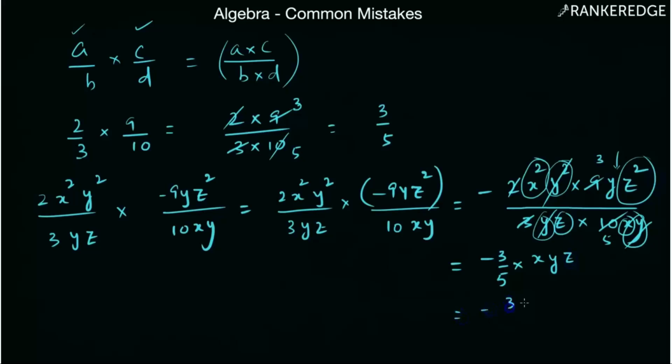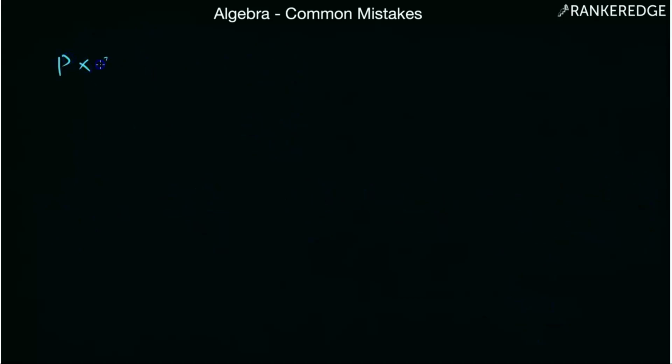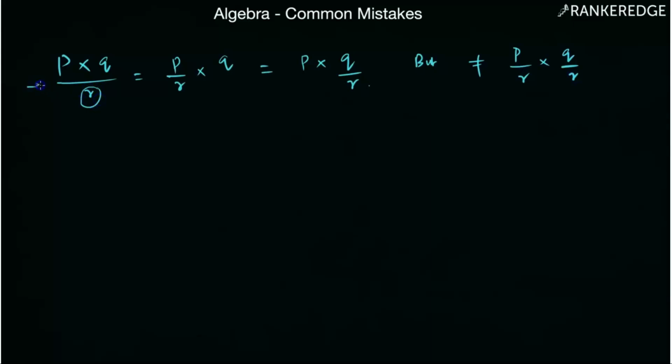So this will be minus 3xyz divided by 5. P into Q whole divided by R is equal to, I can write this as P by R into Q, or I can write this as P into Q by R. All these are equal, but they are not equal to P by R into Q by R. I cannot apply this division by R to both P and Q, because the symbol between P and Q is a multiplication symbol. So this is wrong.